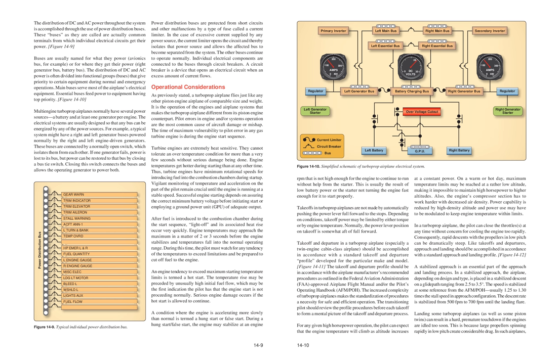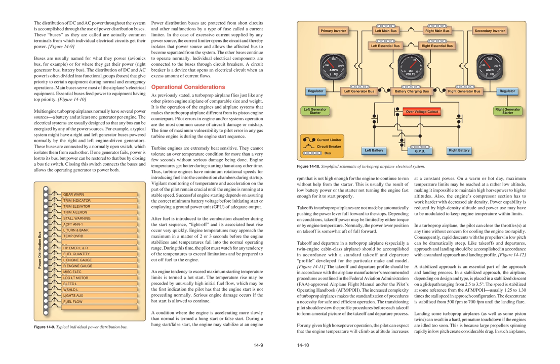Power distribution buses are protected from short circuits and other malfunctions by a type of fuse called a current limiter. In the case of excessive current supplied by any power source, the current limiter opens the circuit and thereby isolates that power source and allows the affected bus to become separated from the system. The other buses continue to operate normally. Individual electrical components are connected to the buses through circuit breakers. A circuit breaker is a device that opens an electrical circuit when an excess amount of current flows.